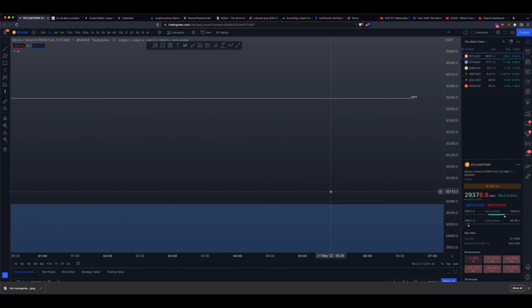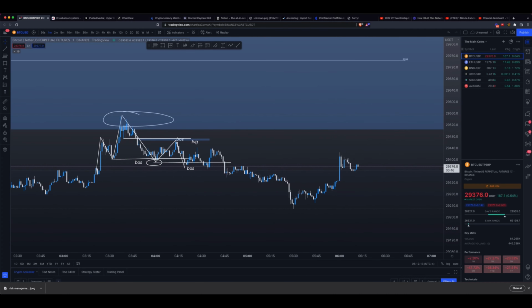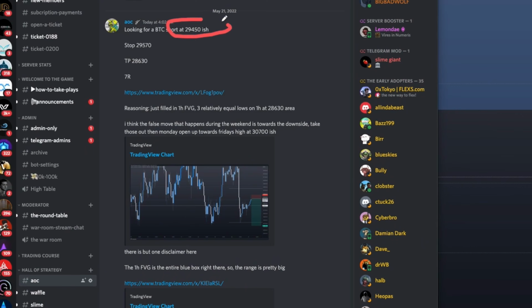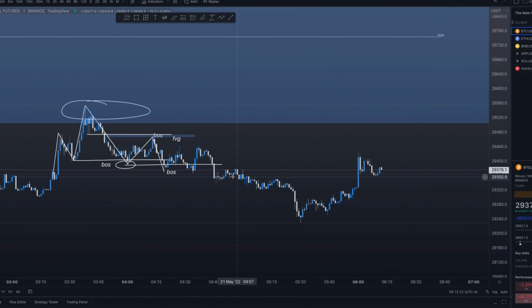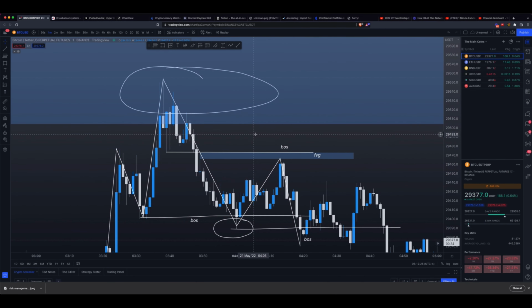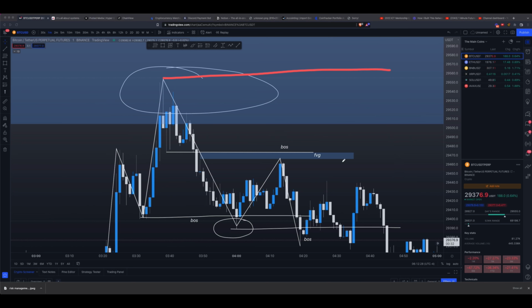For example, if I were to have entered there, which I actually did enter there, then you can see that based on the entry that I gave, I said, enter 29450, stop 29570. And now I'm going to dive into that one, and just to give you guys an explanation on things. So 29570 is the swing high right there. My entry was here. So this is relatively straightforward.